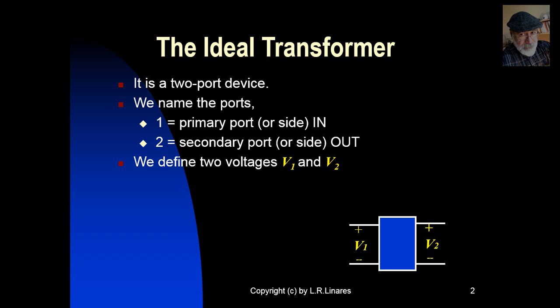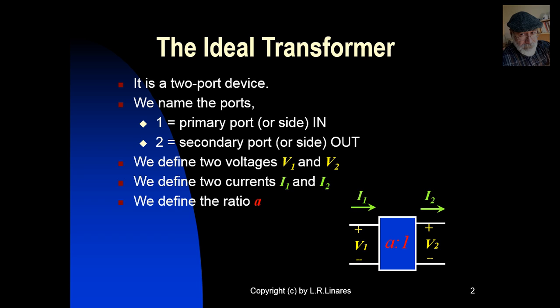We define two voltages, V1 and V2, the primary voltage and the secondary voltage, and we also define two currents, in the primary I1 and in the secondary I2, with those directions. We define a parameter that tells us what transformer we're talking about, A to 1, as shown in there. A, by industrial convention, is greater than or equal to 1.